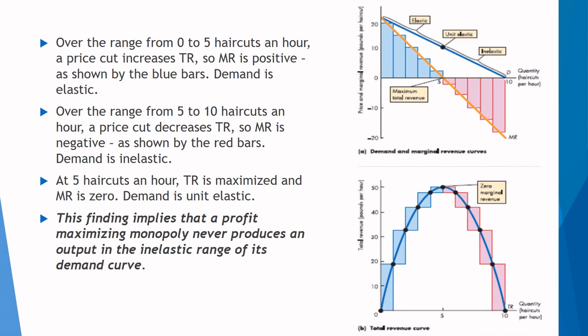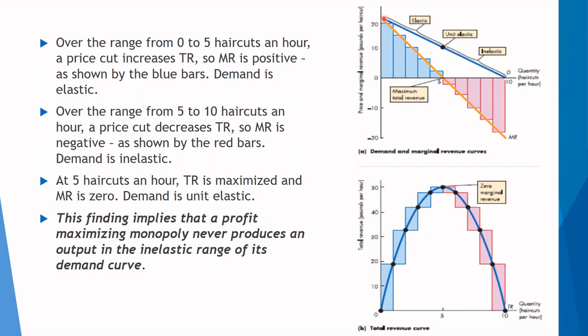I'll continue with the same example of the haircutting salon that has a monopoly status. It's a single price monopoly. In the diagram that you can see over here, on the top panel, you can see the demand curve and the marginal revenue curve. At the bottom panel, you can see the total revenue curve. This is figure 12.3 from your book.